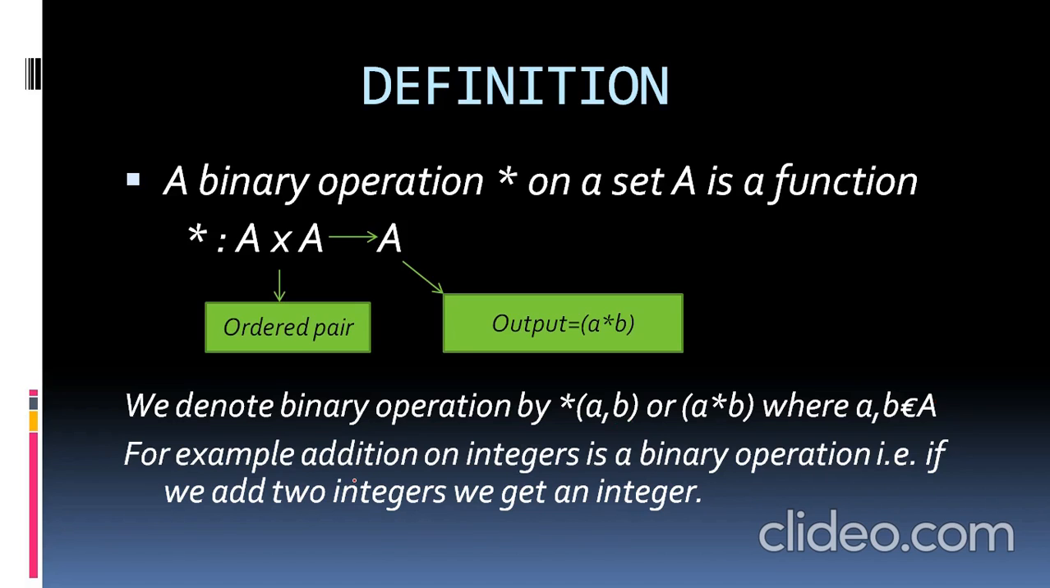For example, we can consider addition on integers. So here the set A will be the set of integers, and we can see that if we add two integers, we get an integer again. So we can say that addition on integers is a binary operation. So here it is important that the output should be an element of the set A. This is the important thing in binary operation.